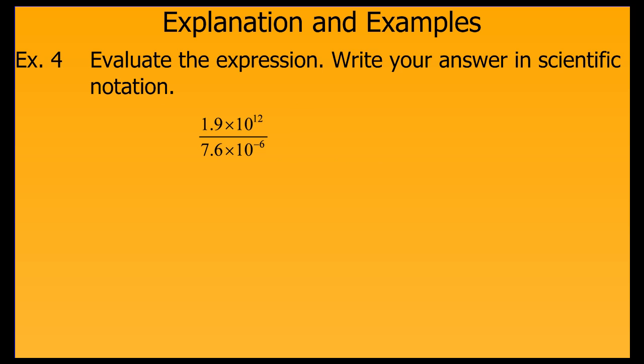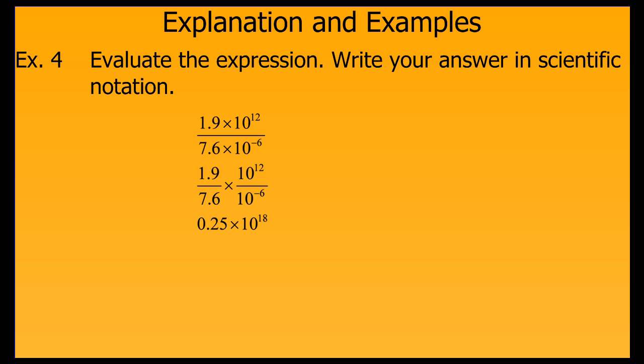This example involves division. Once again, we consider the two parts separately to make this easier. When we divide 1.9 by 7.6, we get 0.25. When we divide 10 to the 12th by 10 to the negative 6th, we get 10 to the 18th. Recall that when you divide with powers with like bases, you subtract the exponents. In this case, 12 minus negative 6 gives you 10 to the 18th.